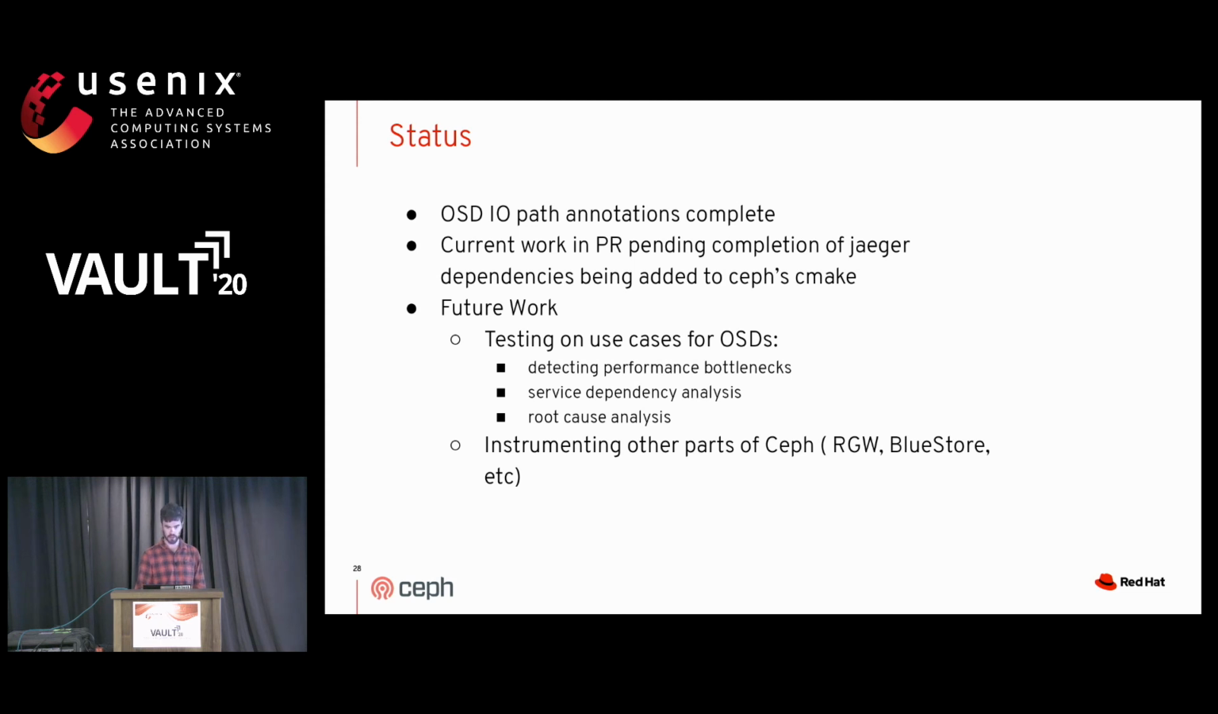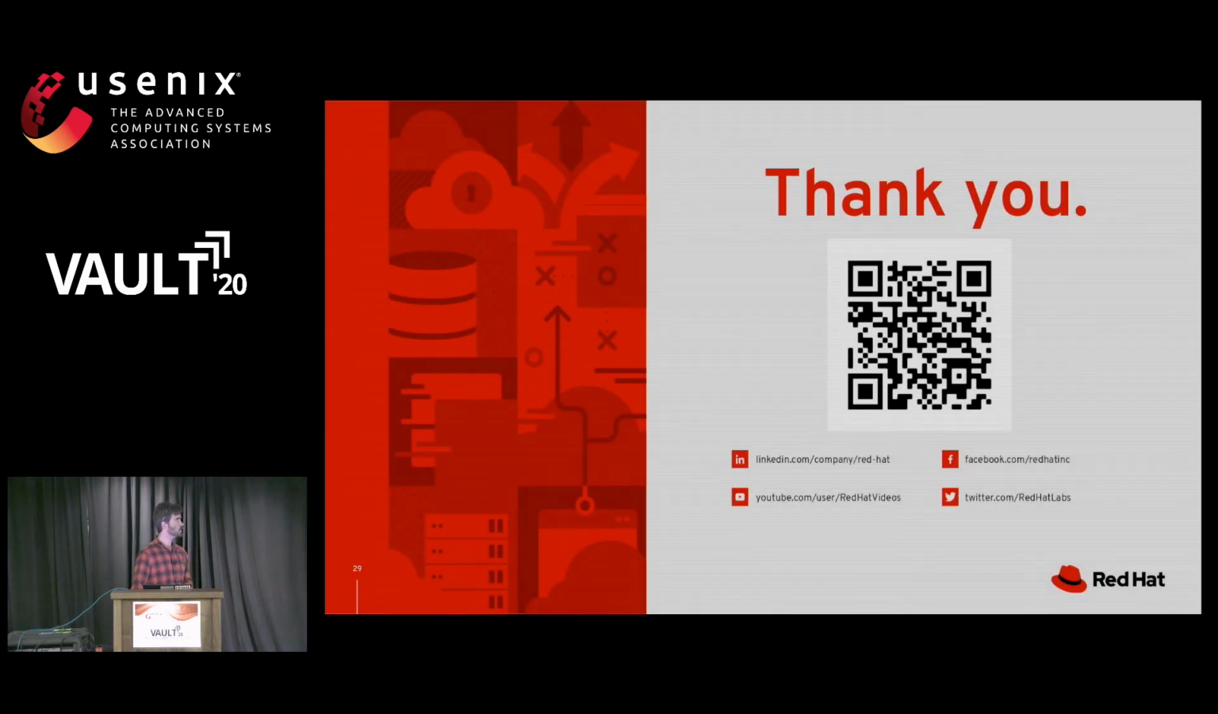So the current status is that the current implementation is still in a pull request, pending some work integrating a few of Jaeger's dependencies into Ceph's CMake system. But there are annotations for most of the important bits of the OSD I/O path. Future work will involve testing and looking for performance bottlenecks in areas where more annotations would be helpful, and also instrumenting other bits of Ceph, particularly RGW and BlueStore, which I believe still need instrumentation. So that's all I've got.